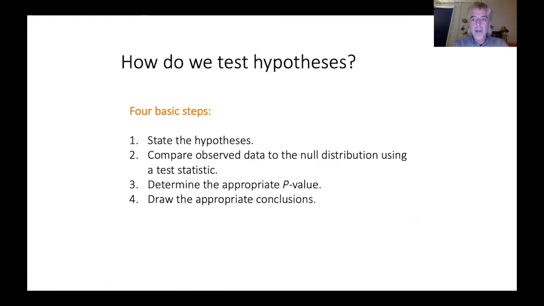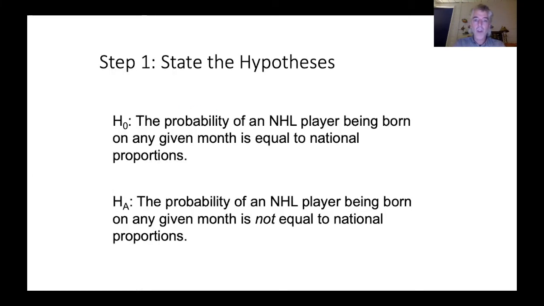Now, anytime we test a statistical hypothesis, we follow four basic steps. We first start by stating the null and alternate hypotheses. We then compare the observed data to the null distribution using something called a test statistic. We use this to then determine the appropriate p-value. And once we've calculated our p-value, we can compare that to our alpha or our significance level and draw the appropriate conclusions. So what are our hypotheses in this case?